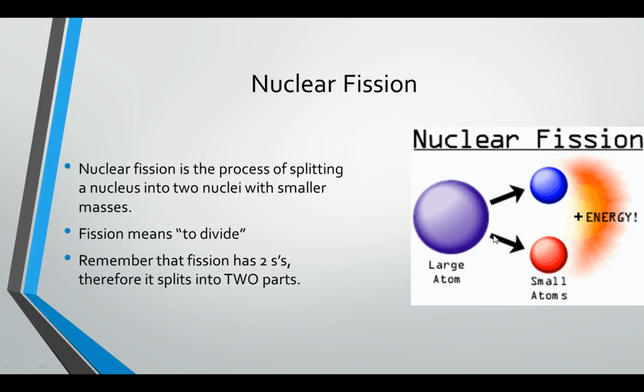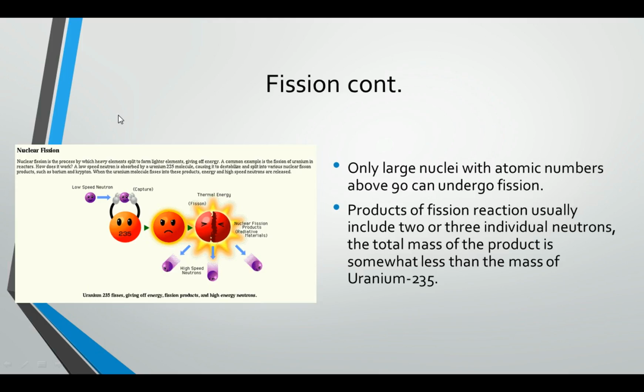So like I was saying, nuclear fission is a process of splitting a nucleus into two nuclei with smaller masses. So U-235 to U-233, things like that. So the fission continues. Larger nuclei with atomic numbers above 90 can undergo fission. The lower ones can, but it's a lot more difficult, a lot more energy intense, and I'm not sure it's been replicated on a larger scale. The products of fission normally include 2 or 3 individual neutrons, and the total mass of the products is somewhat less than the mass of uranium-235, which makes sense.